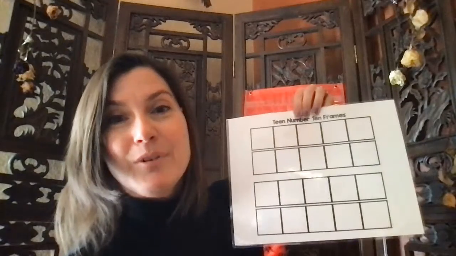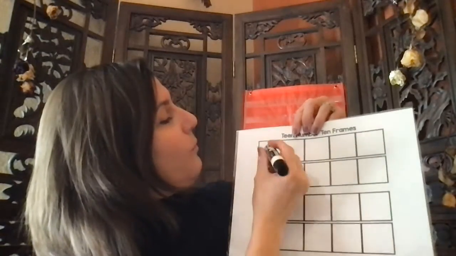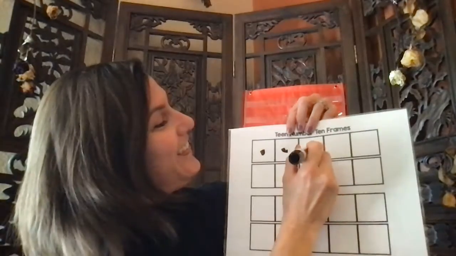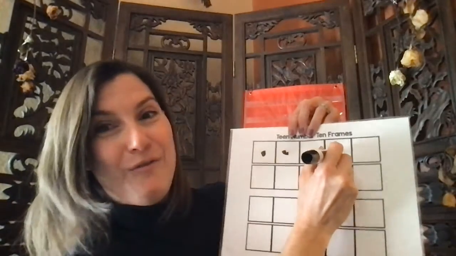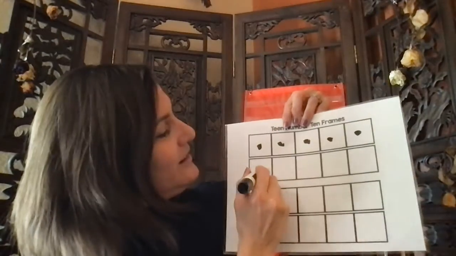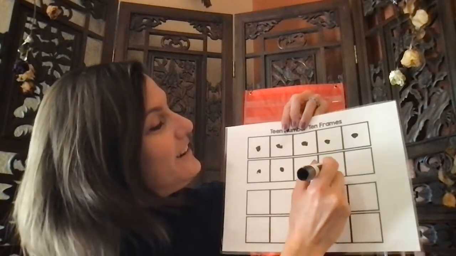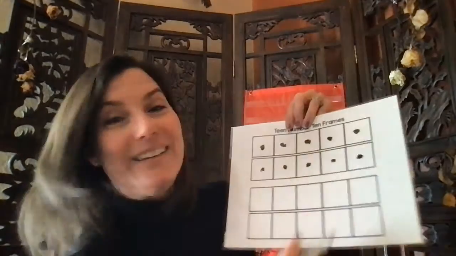So I am going to use this double 10 frame to create numbers. And you can count along with me. I'm going to make 10, and I'm going to pause there. 1, 2, 3, 4, 5, 6, 7, 8, 9, 10.